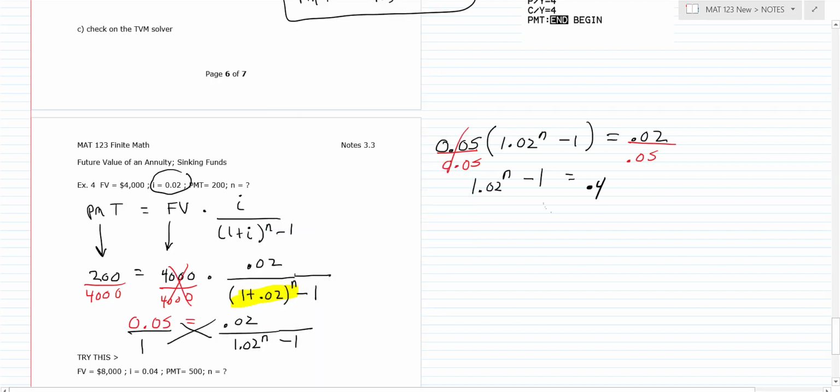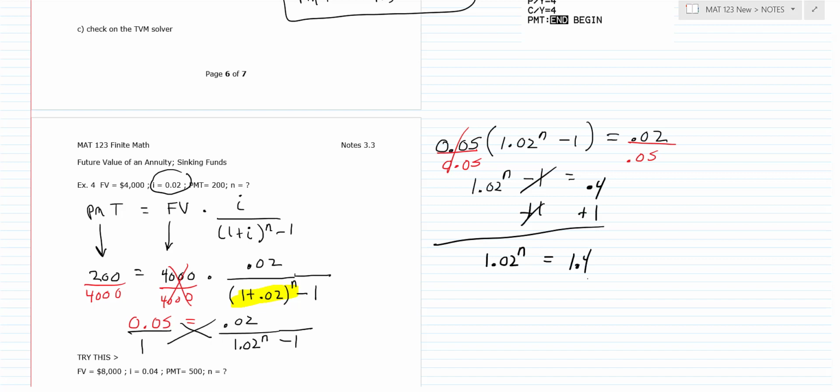So what I want to do now is add 1 to both sides, okay, because you're ultimately trying to get the 1.02 to the n by itself. 0.4 plus 1 is 1.4. All the work I did right there, seriously, was ultimately trying to get this by itself. So what I did is I had to get rid of the 4,000. I cross multiplied. Then I had to get the 1.02 to the n by itself. That's what all that is.